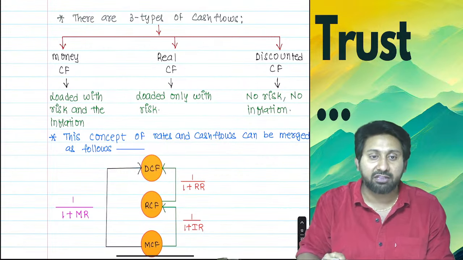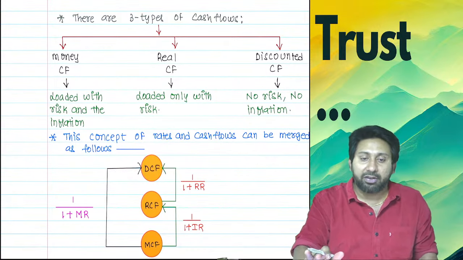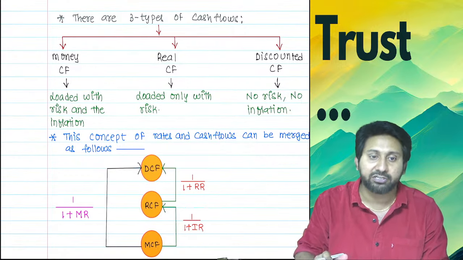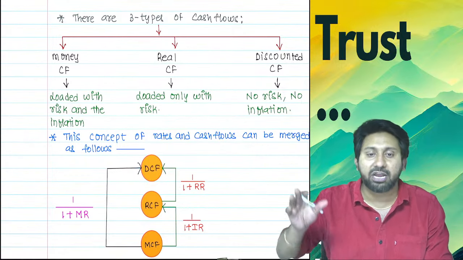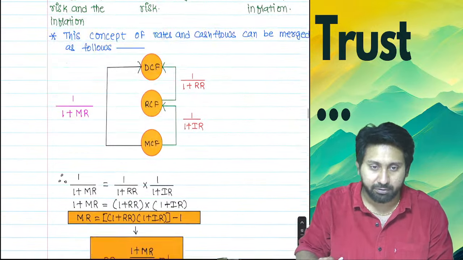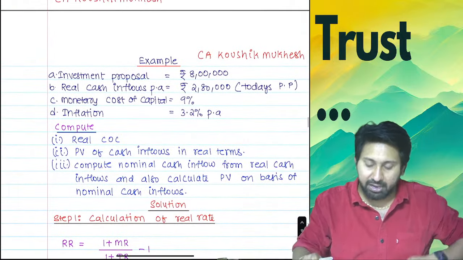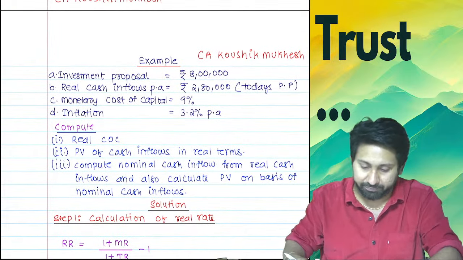See here. There are three types of cash flows: money cash flow, real cash flow, and discounted cash flow. Money cash flow is loaded with risk and inflation. Real cash flow is loaded only with risk. Discounted cash flow has no risk, no inflation. This is how we calculate. Okay, let us take one example question. See here.